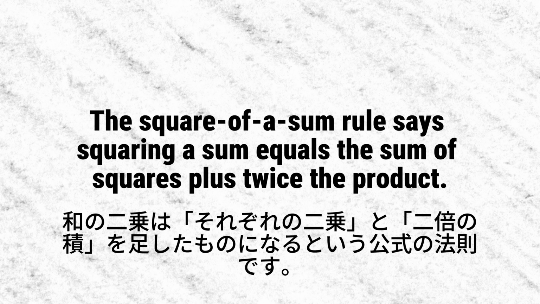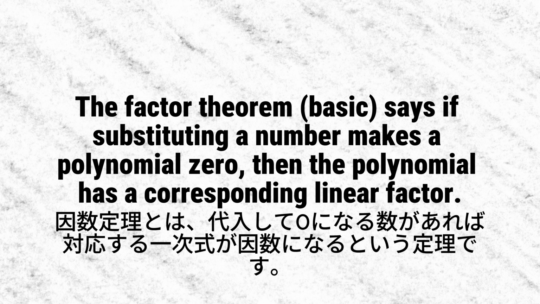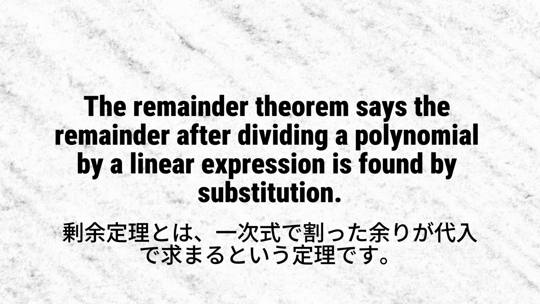The square of a sum rule says squaring a sum equals the sum of squares plus twice the product. The square of a difference rule says squaring a difference equals the sum of squares minus twice the product. The factor theorem, basic, says if substituting a number makes a polynomial zero, then the polynomial has a corresponding linear factor. The remainder theorem says the remainder after dividing a polynomial by a linear expression is found by substitution.